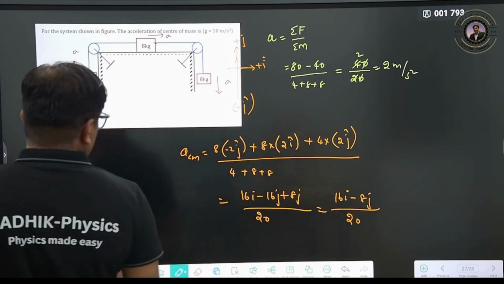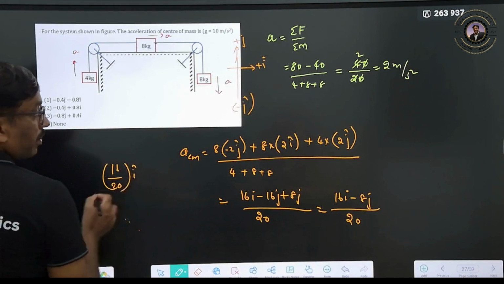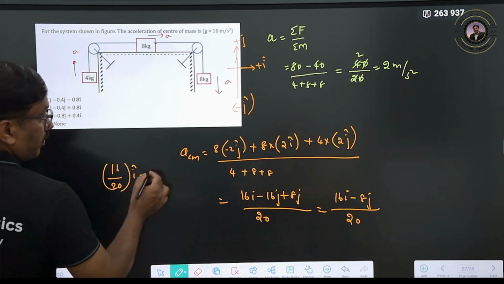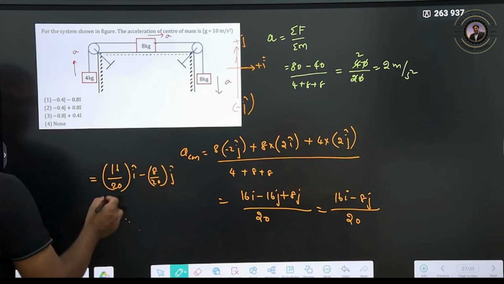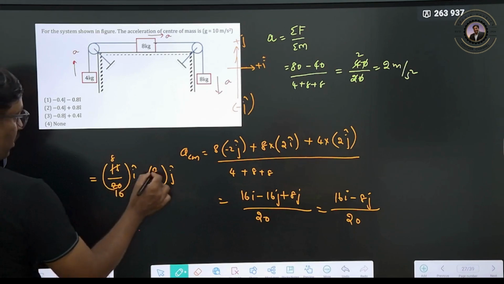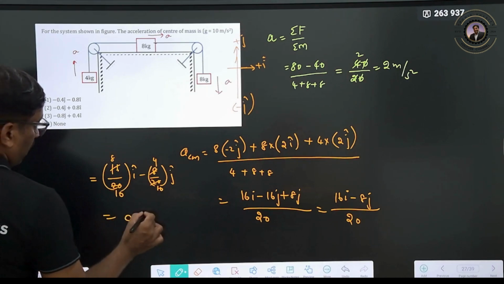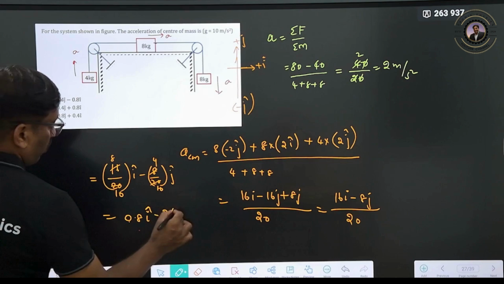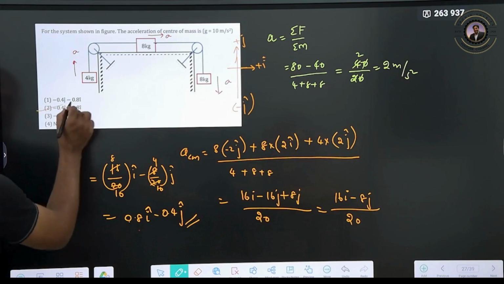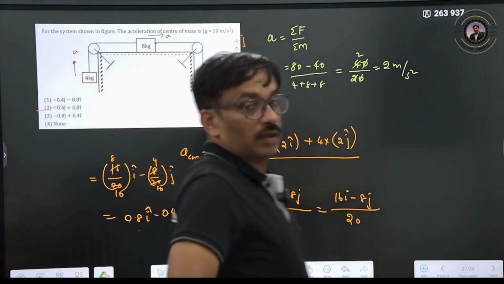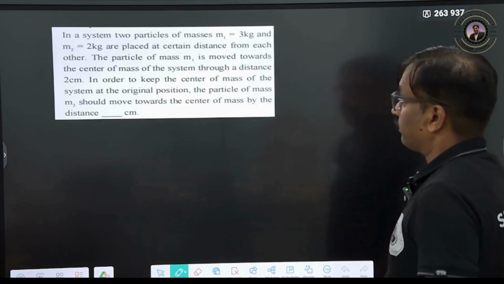So you can rewrite it as 16 by 20 i cap minus 8 by 20 j cap. So this you can write as 8 by 10, and 4 by 10, which means 0.8 i cap minus 0.4 j cap. So the second option will be the correct answer. In this way you can solve the problems.